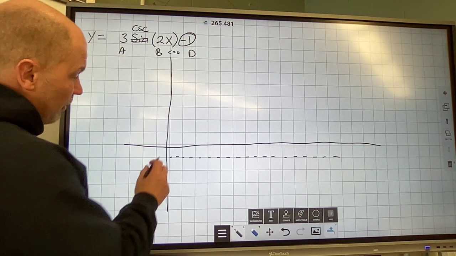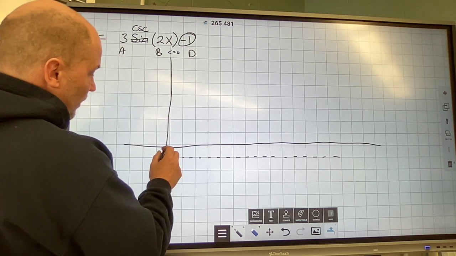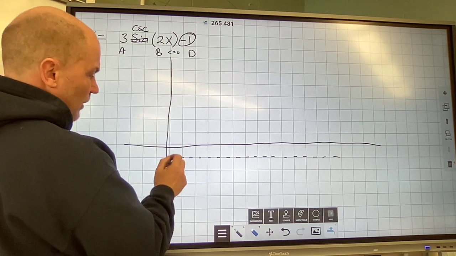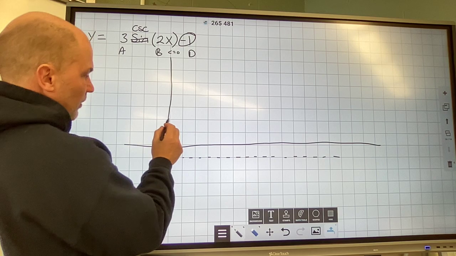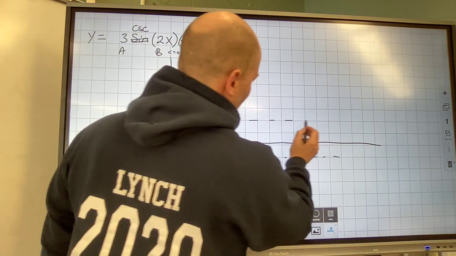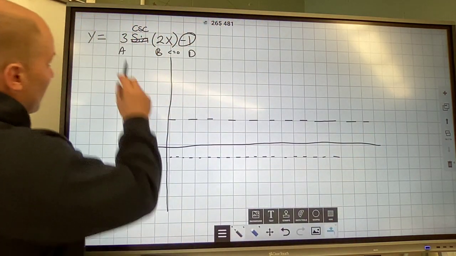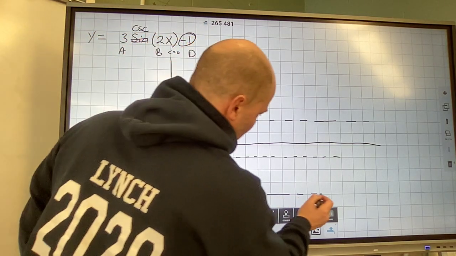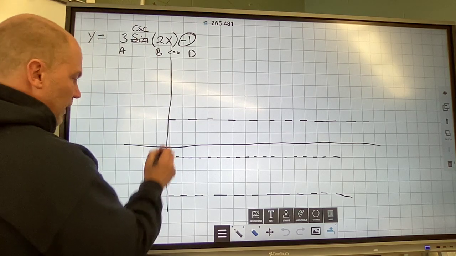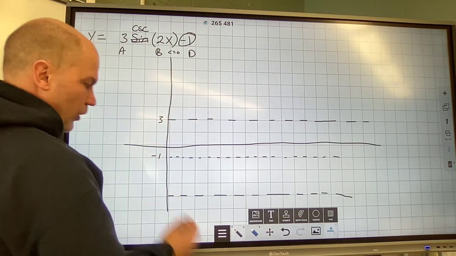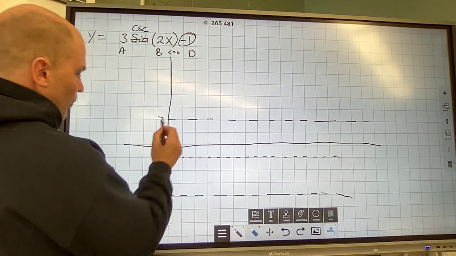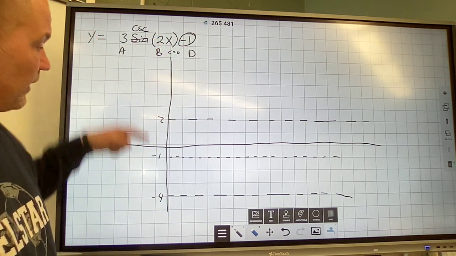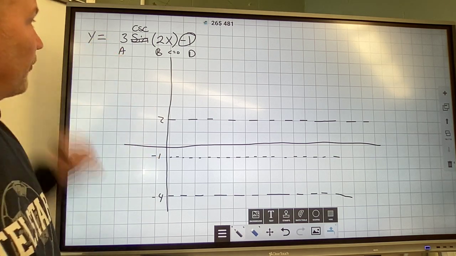I know that the top of my graph is 3 above -1, so it's going to be up here. That is going to be the top of my graph. And the bottom of my graph is going to be -1 minus 3, which is -4. So that's the bottom of my graph. Then I'm going to label those: 2 and -4. Right? Because the middle is -1, up 3 and down 3 because of the amplitude.